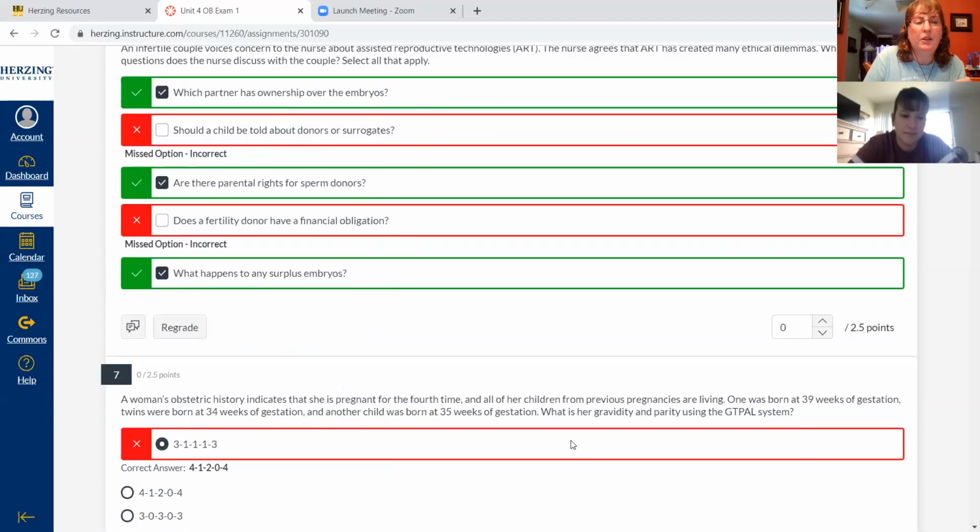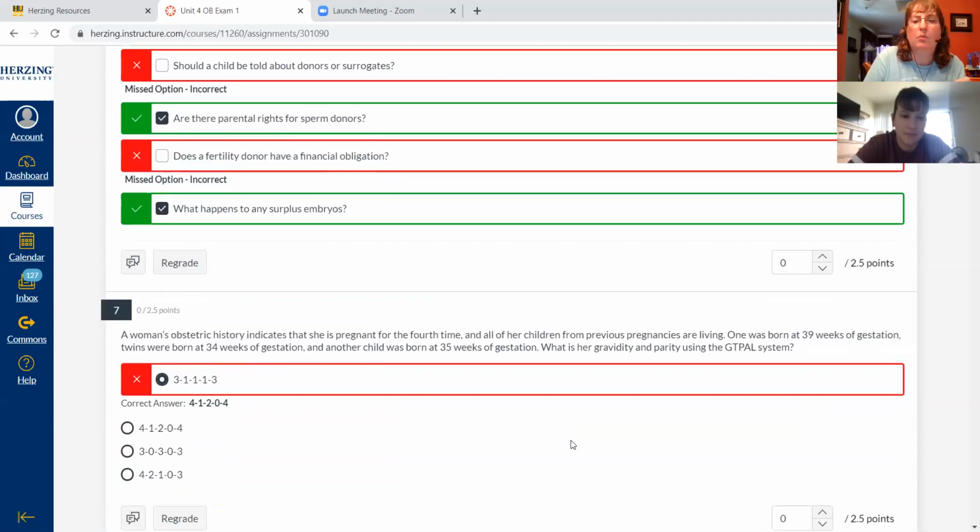All right, and then this one is that GTPAL system. For some reason, this is saying this woman is pregnant for the 4th time. So that's where your 4 comes from. I think I just clicked the wrong one then. Oh, okay. Yeah, definitely. Because you would have got that right otherwise? Yeah. Okay. Yeah, just right off the bat. Yeah. Okay.